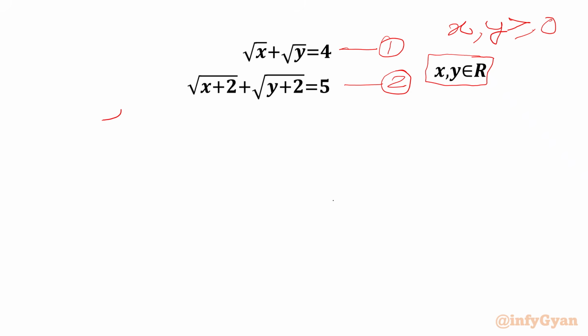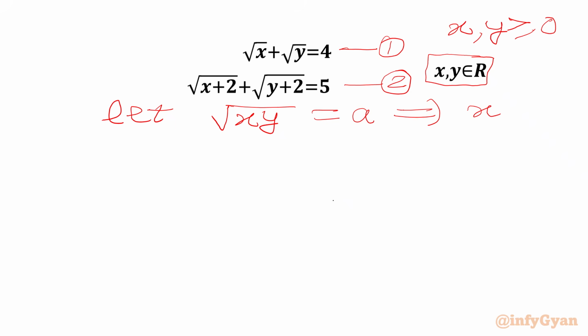Now we will use our substitution. Let us say square root xy equal to a. After squaring, we can write xy will be equal to a square.